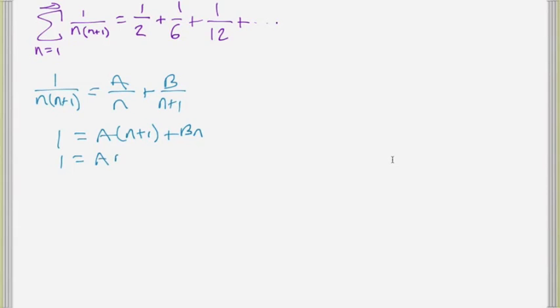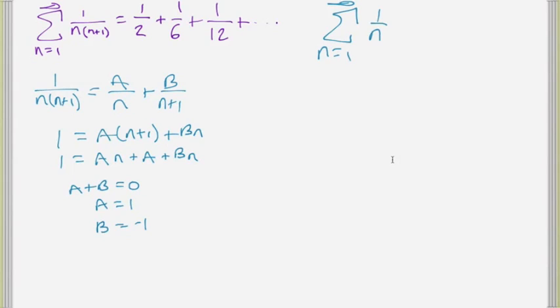So 1 is equal to a n plus a plus b n. 1 is equal to a plus b, which has to be 0, and a is 1. So b is -1. So I'm going to rewrite this series then as 1 over n plus -1 over n plus 1. Okay?